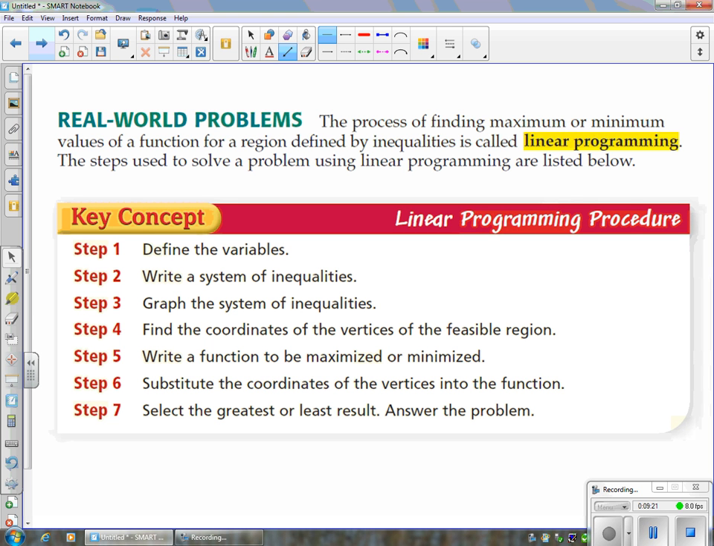Step 5, write a function to be maximized or minimized. Find out what is going to be your maximum or minimum function. Step 6, substitute the coordinates of the vertices into that function. And then step 7, select what is the biggest and what is the smallest result. That's the answer that you're looking for, the maximum and the minimum.